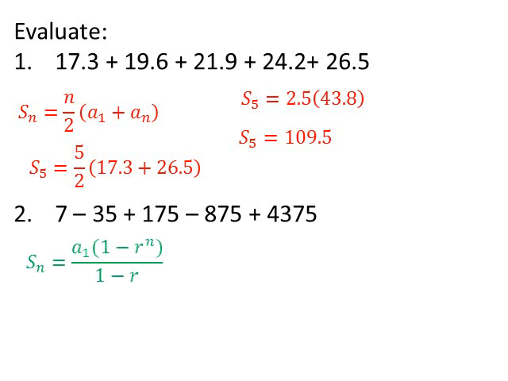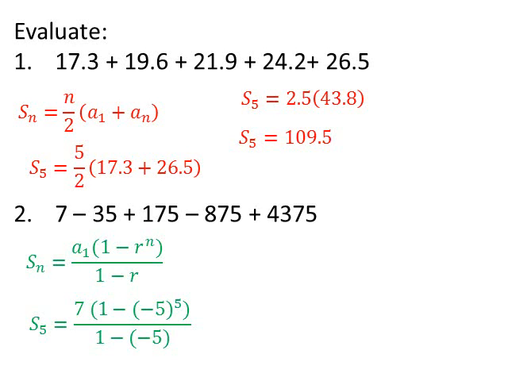So I'll use my geometric series formula. I'll plug in everything that I know, which in this case I know it's 5 terms. I know the first term is 7. I know the common ratio is negative 5, so I put the negative 5 in the 2 places where the r is, and I put the 5 where the n is. Now I go ahead and solve this out.